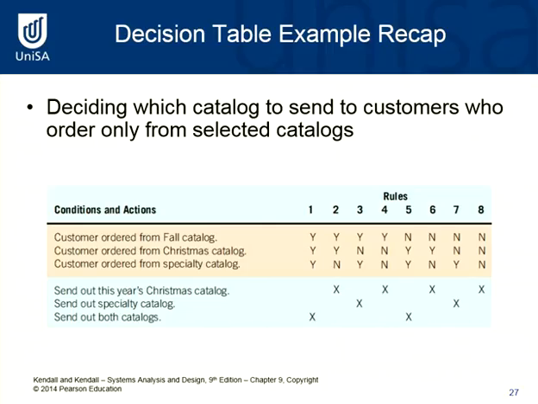Say that again. If you have crosses in both the send out this year's catalogue and send out a specialty catalogue, where you've got send out both catalogues, if you had X in both of them and you didn't have the bottom line, it would be the same thing. You could. I haven't looked at the scenario closely to determine if that's the case, because it's only when you've got three Y's, and they ordered the Christmas and the specialty, that you send out both. But you probably could, yes, you're right, you probably could get rid of the bottom action, which is send out both catalogues, and have two X's to send out there and there. Yeah. So it depends how you set the scenario up. But yeah, what you're saying is definitely valid.